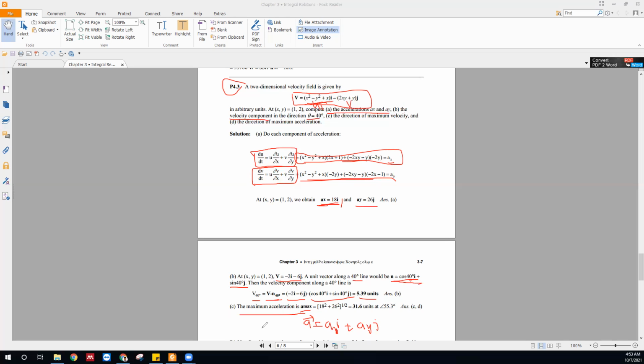So if you take the maximum acceleration, that is the value, right? So the value will be the root of, that's the standard equation, right? ax² plus ay². So ax² equals 18² plus ay², root of that. You calculate this, that's the value. And the angle will be tan theta equals ay by ax. If you calculate this, you should get the value 55.3 degrees. That's the value for both the velocity and the acceleration.